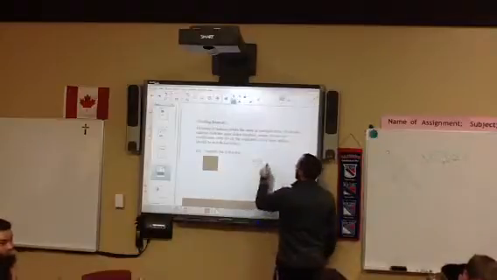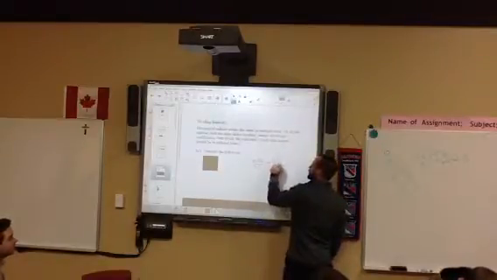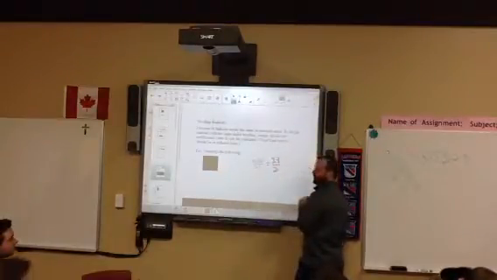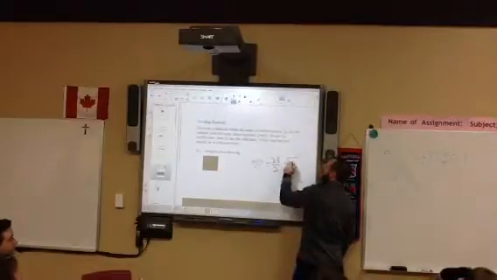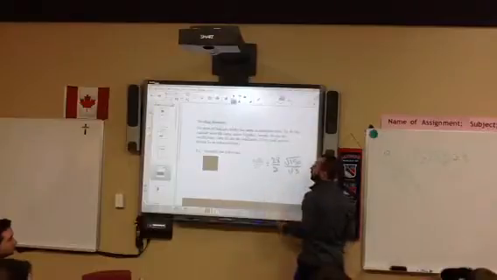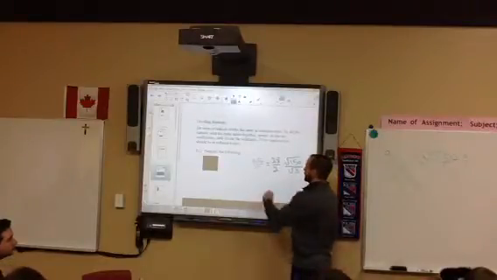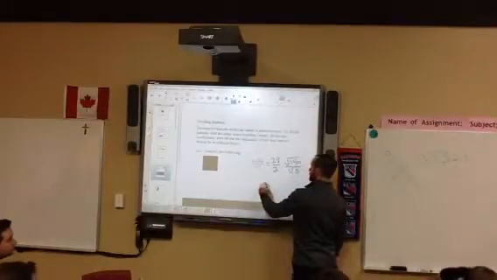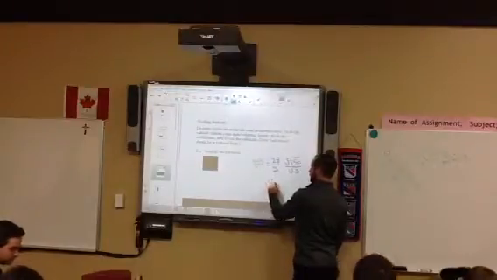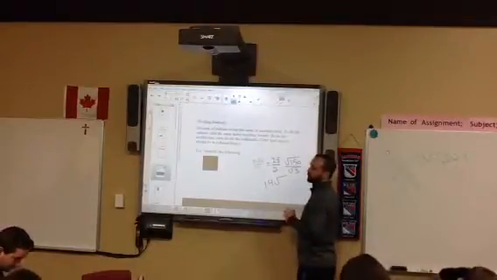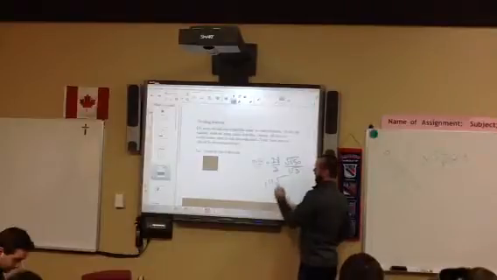Okay? I split this up. Coefficient is being divided by the coefficient, and the radical, or the radicand, is being divided by the radicand. What is 28 divided by 2? 14. What is 150 divided by 3? 50.